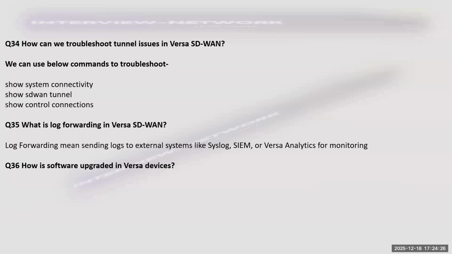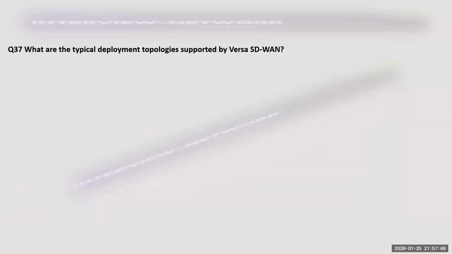How is software upgraded in Versa devices? Using Versa Director, Device Upgrade Manager, or manually via CLI. So you can use your Versa Director, or you can use the CLI the way we used to do in the legacy system. What are the typical deployment topologies supported by Versa SD-WAN? Hub and spoke, full mesh, partial mesh, or hybrid, any of them you can use.